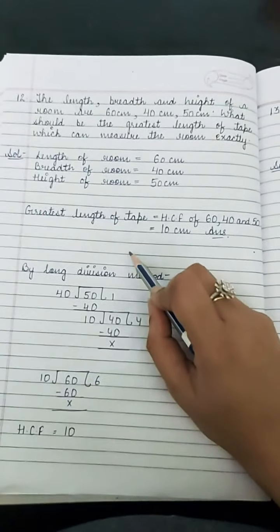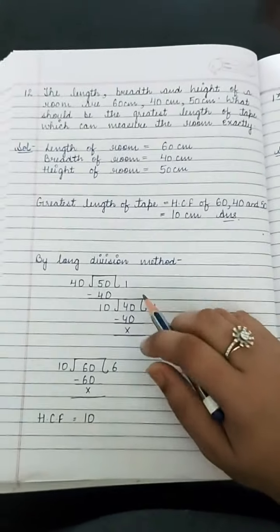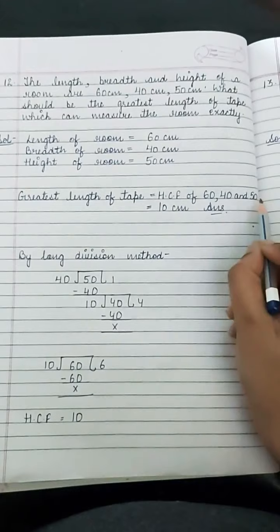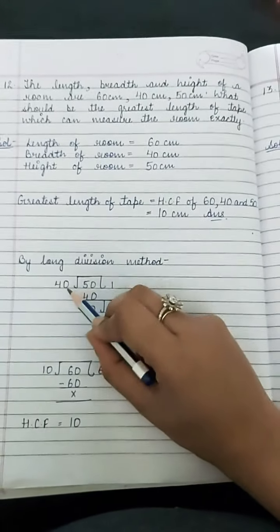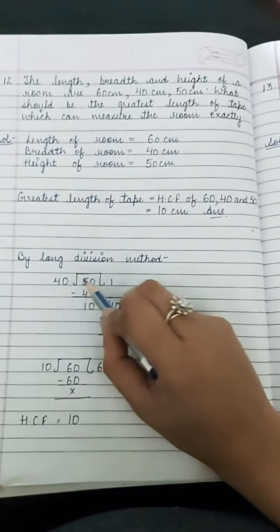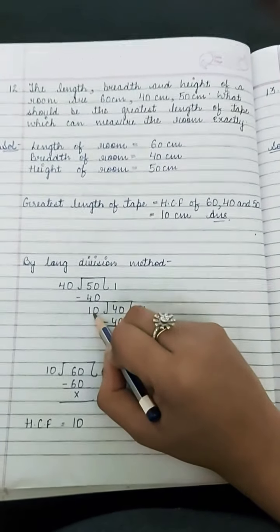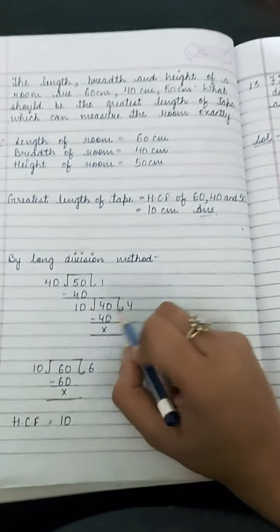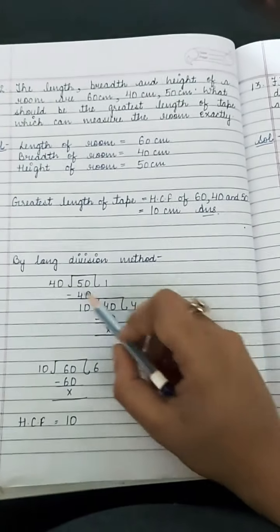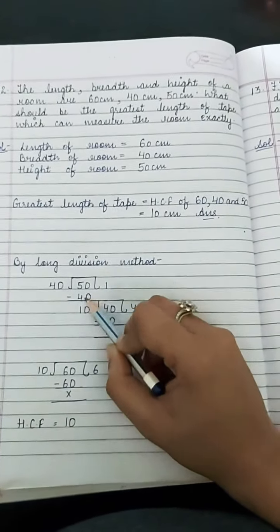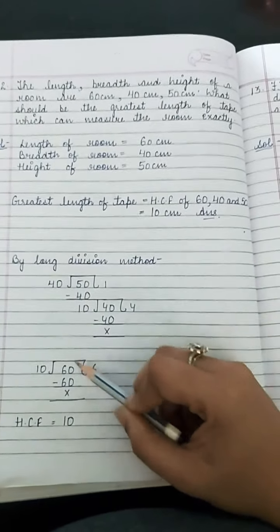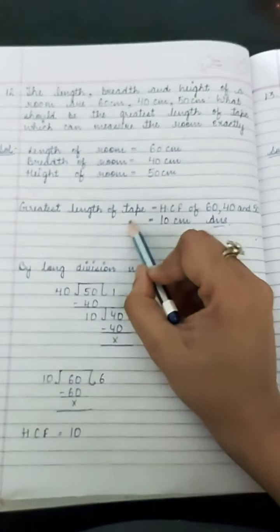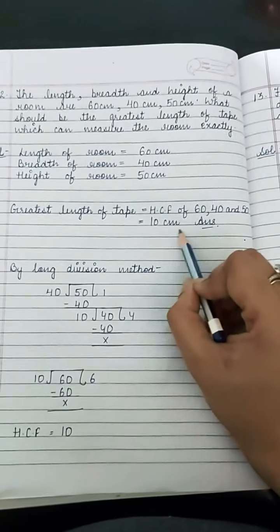Here I am going to find out the HCF with the help of the long division method. Now see here, I am taking the two numbers 40 and 50. We will take 60 afterwards. Now 50 inside, 40 outside. 40 ones are 40. 10 will be the remainder. This remainder will be the divisor and the previous divisor will be the quotient here. 10 fours are 40. Now 60 is left, so we will use the last divisor, 10. Inside we are going to take 60. 10 sixes are 60. So what is the HCF here? 10. So what is the greatest length of tape? 10 centimeter. Again, don't forget to write the unit.